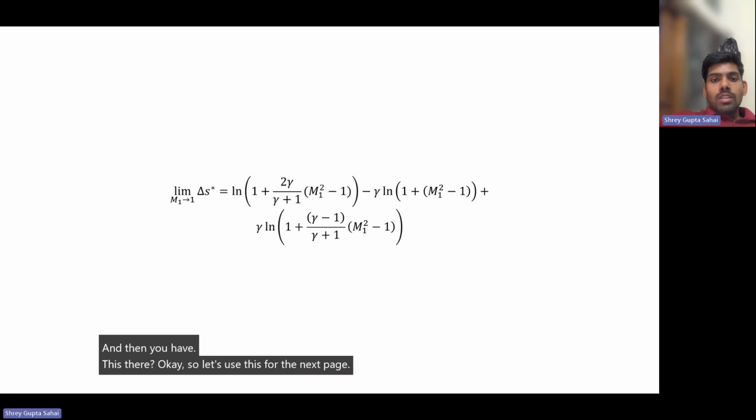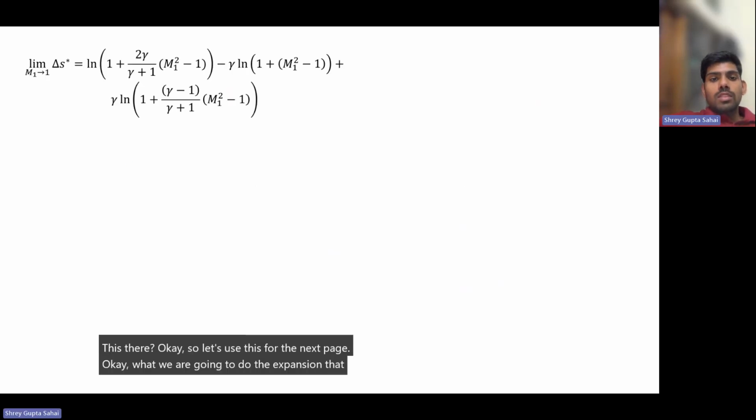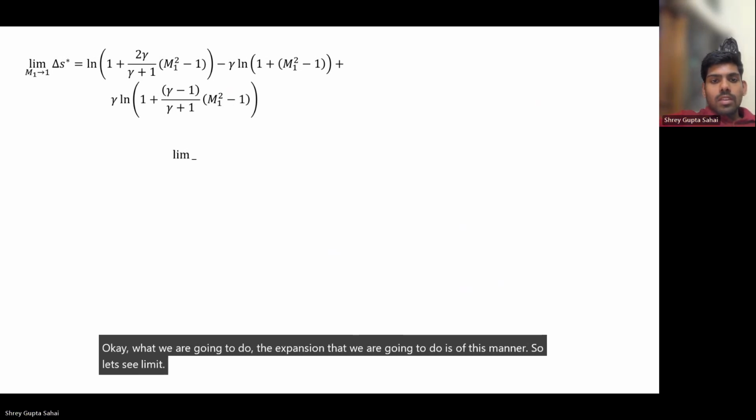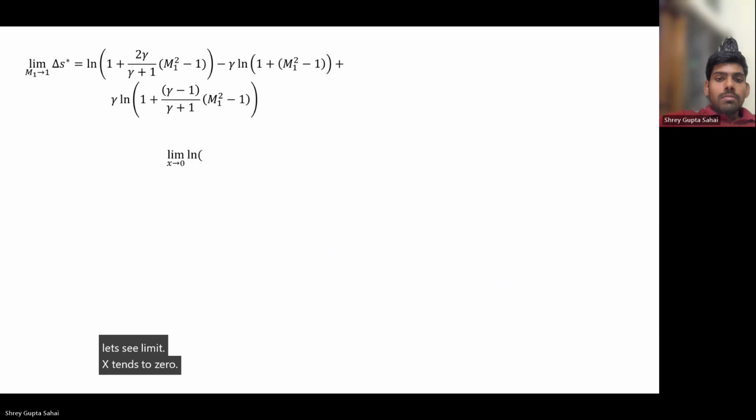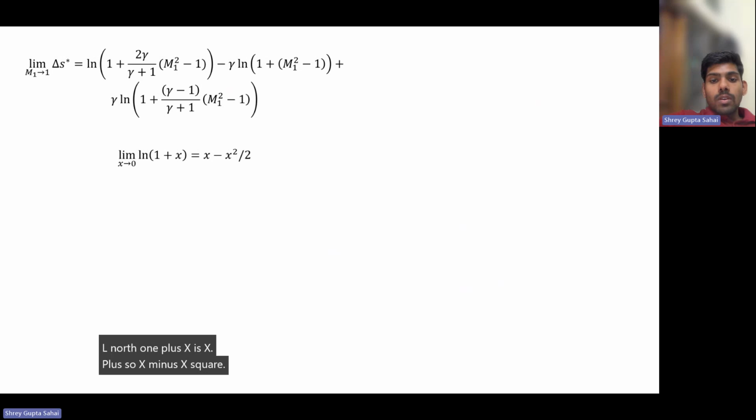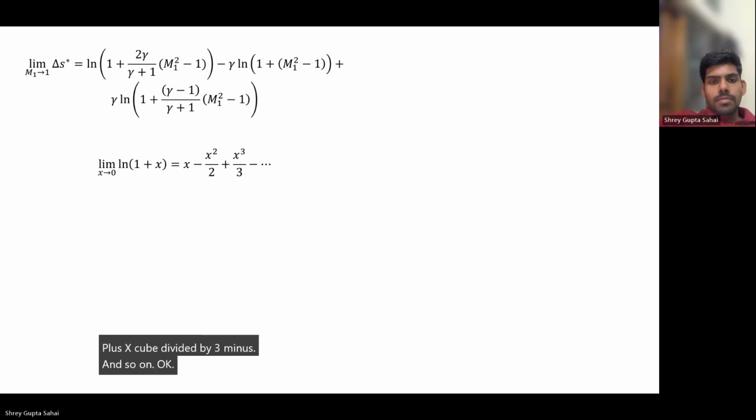Okay, what we are going to do, the expansion that we are going to do is of this manner. So let's see, limit x tends to 0, ln 1 plus x is x minus x square divided by 2 plus x cube divided by 3 minus, and so on. Okay, so with that, you're going to get some interesting things.